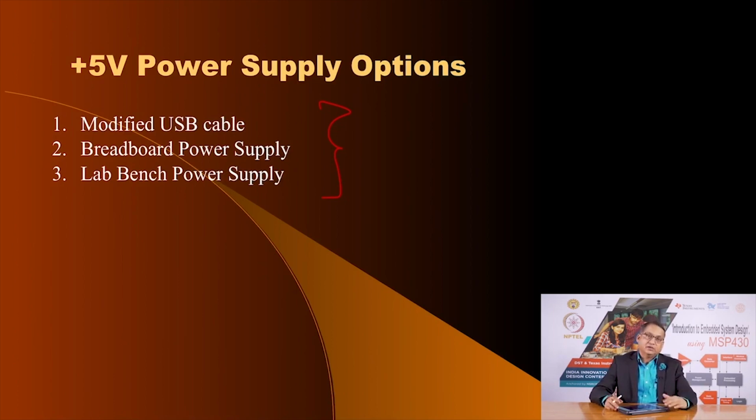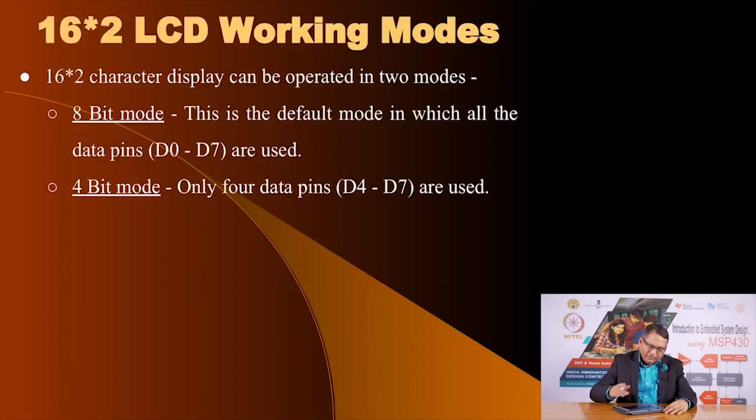So, in this lecture we have offered you several ways of creating a 5 volt supply so that you can power your LCD. The first method is to modify a USB cable that you may have, or if you search the internet you can get access to what is called a breadboard power supply, a small module that will fit easily into the power supply pins, the side pins of a breadboard, or if you have access to a lab power supply you can set it to 5 volts and use it to power your LCD also.